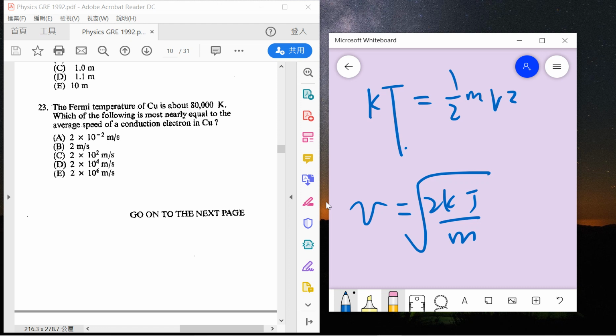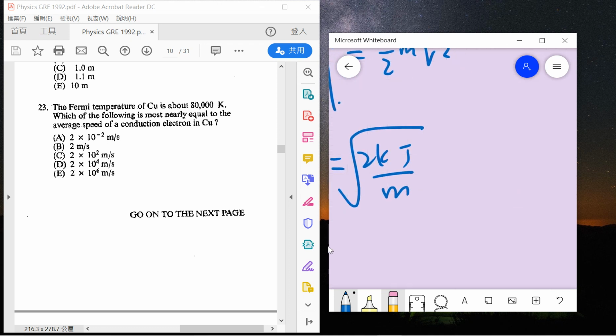Okay, so remember he asked about the conduction electron. So this m is the electron mass. If you don't remember the electron mass, you can go to the previous page. I think it's the first page.